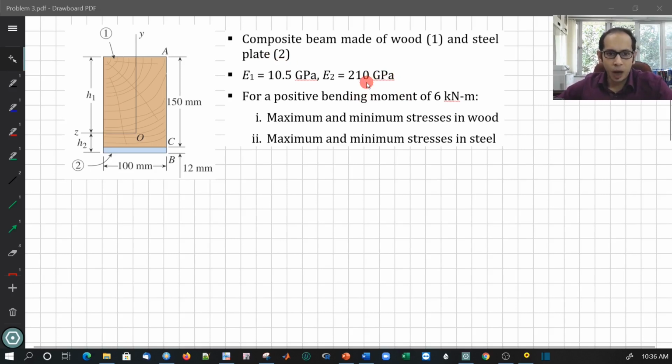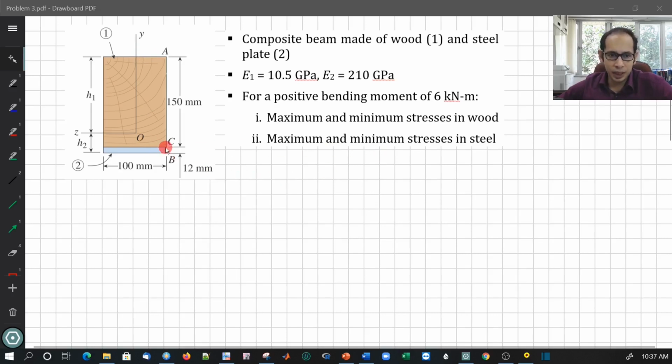What the problem asks is: given that this beam is subjected to a 6 kilonewton meter positive bending moment, so sagging, right? You have to have a bending moment to have stresses, otherwise you will not have stresses. So for a positive bending moment of 6 kilonewton meter, what are the maximum and the minimum stresses in the wood? We can roughly tell the maximum and the minimum are compression. If it's sagging, the top part will be in compression, and the interface over here will be in tension, where we'll have the maximum stresses. And similar for the steel.